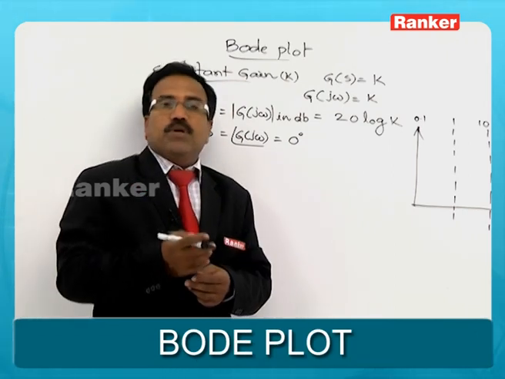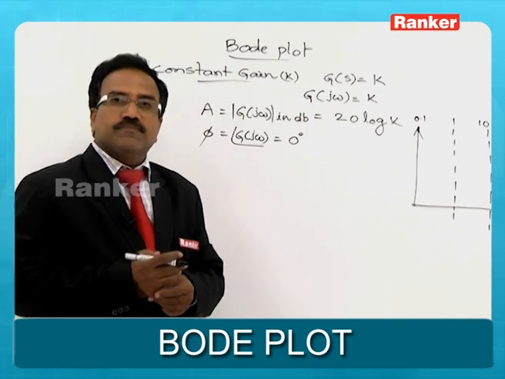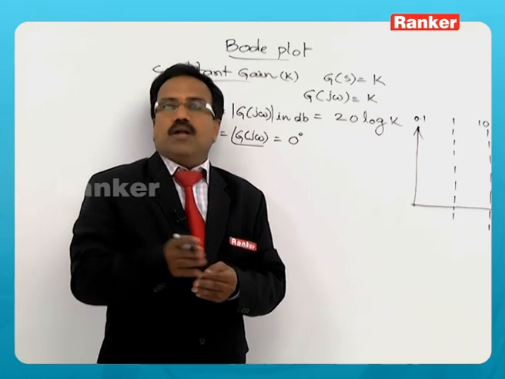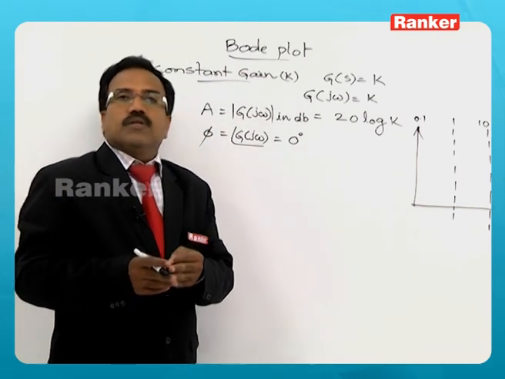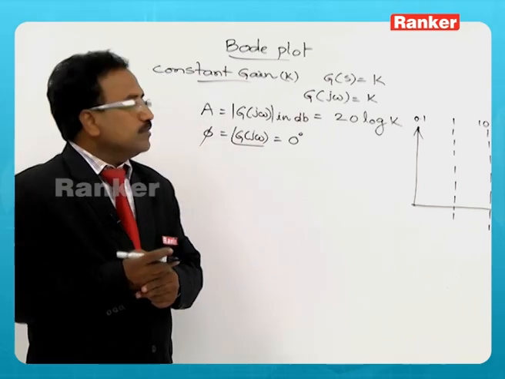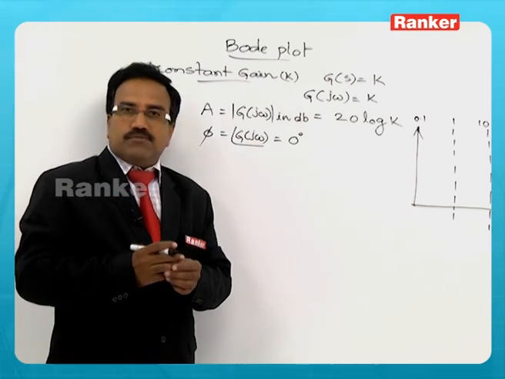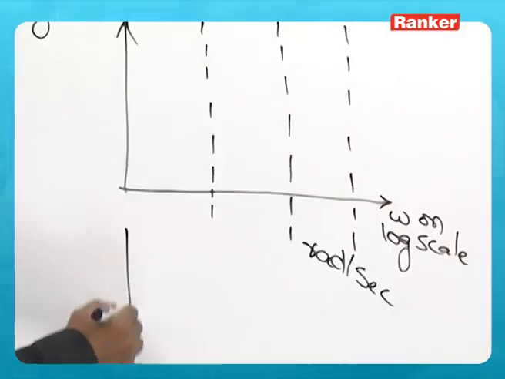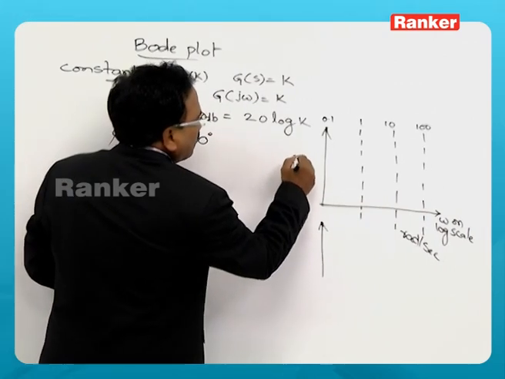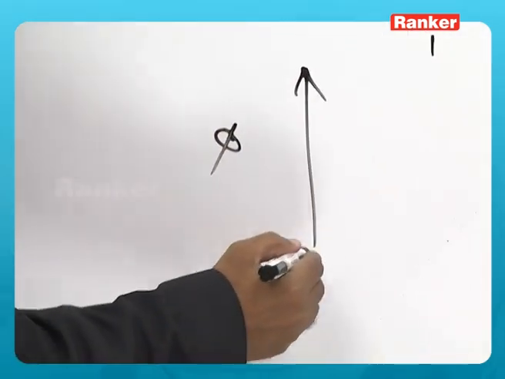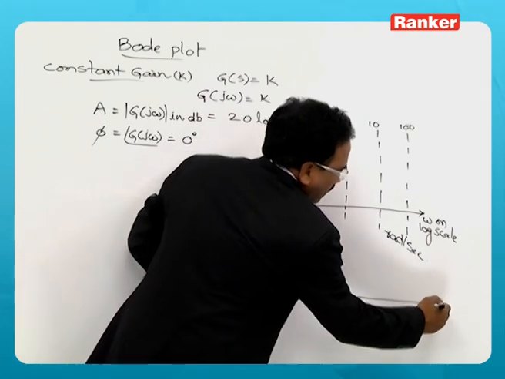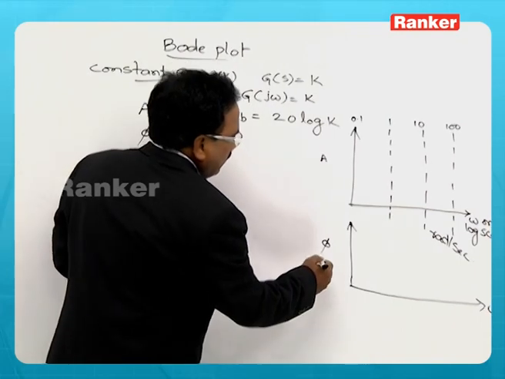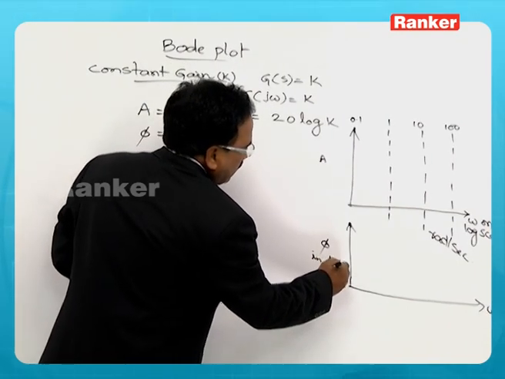That is why the Bode plot is drawn on semi-log graph sheet. Semi-log means frequency on the x axis on log scale, and magnitude in decibels on the y axis. That is why it is called semi-log graph sheet. Even the phase angle is taken in degrees. This is magnitude and this is phase angle, and it is taken for the same frequency on log scale. How does the phase angle vary? Phase angle is taken in degrees.